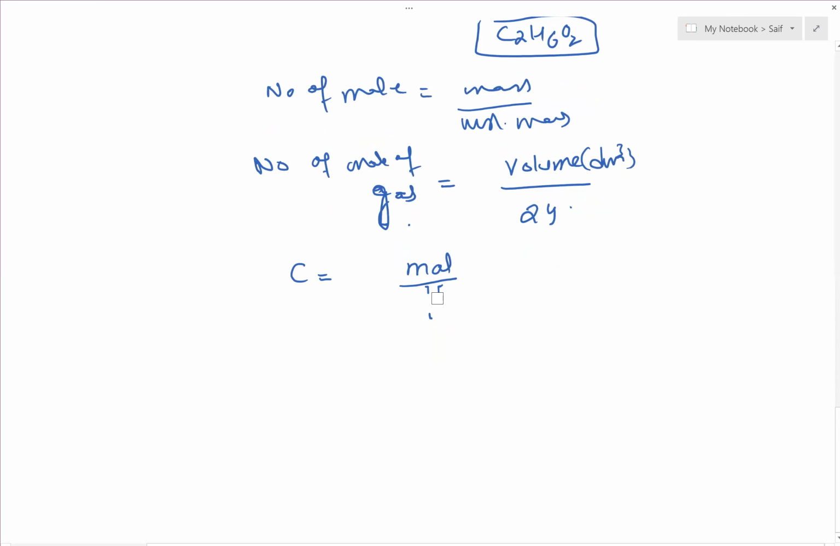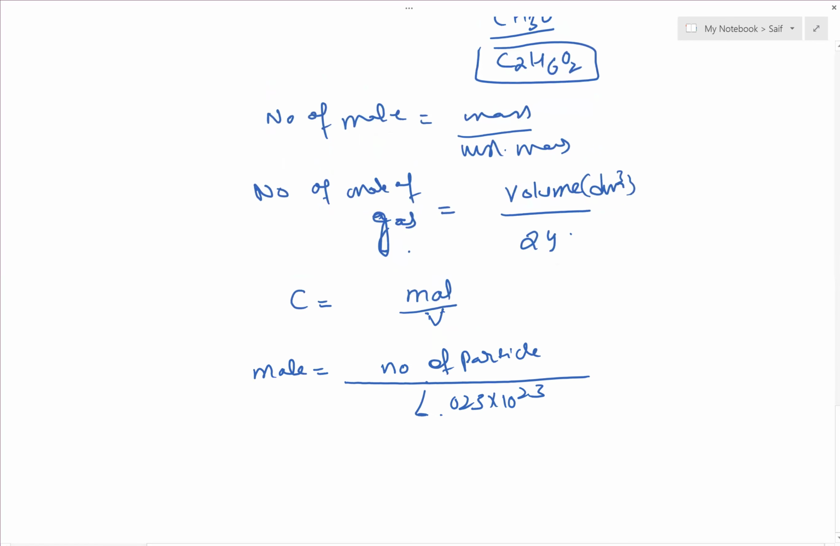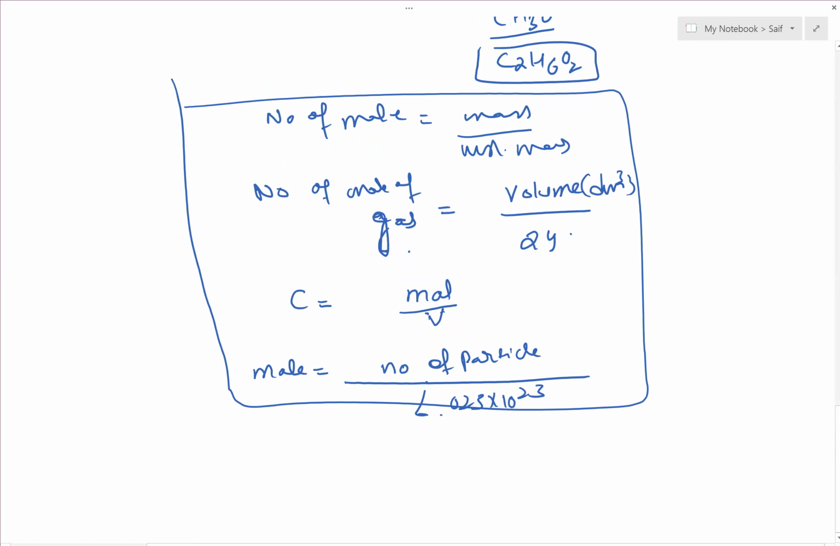Okay. And then one more formula which you have to keep in mind is moles is equal to number of particles, which is an atom or ion, divided by Avogadro's number, which is 6.023 into 10 raised to power 23. Okay. These formulas should be on your fingertips.